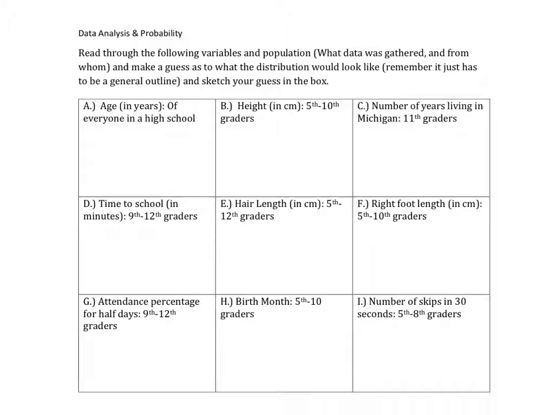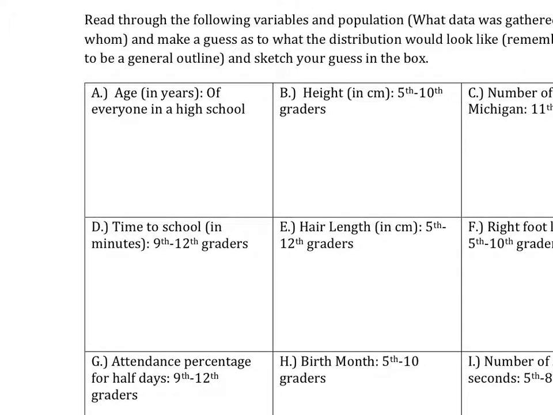So for example, like letter A, the age in years of everyone in a high school. You just have to think, do you think everybody in a high school is going to be about the same age? Well, what are the types of people that are in a high school? There's teachers and then there's students, right? Is there a lot more students than teachers? Yes, and students are younger than teachers. So that means if we had our axis here, the younger ages would be over here and the older ages are going to be over here, so there's going to be a lot of students and then a little bit of some teachers.